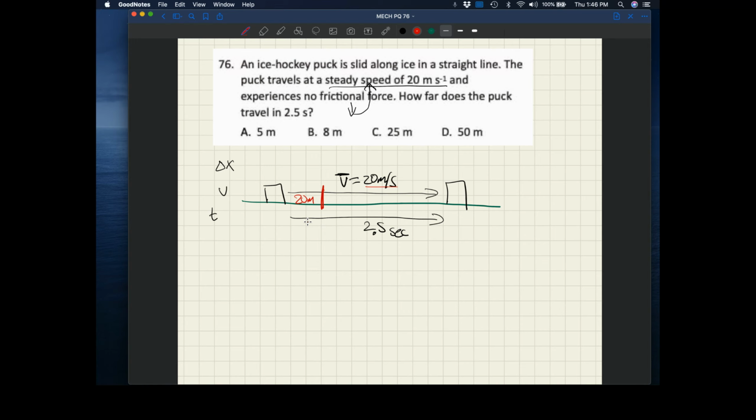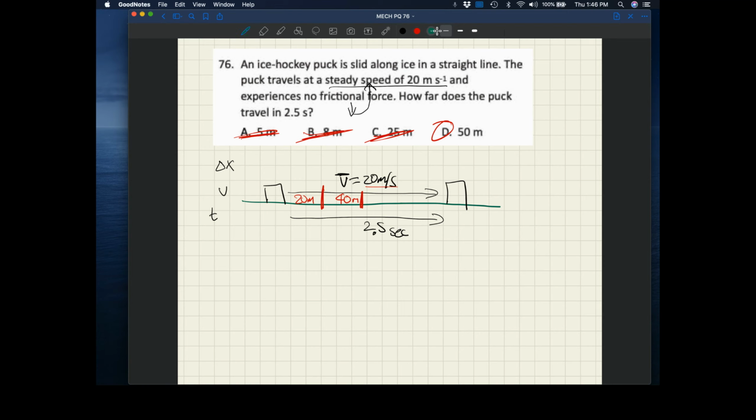So if it's going to go for 2.5 seconds, well, it's certainly going to be more than 5. And it's certainly more than 8. It's going to go 20 meters in 1 second. And in 2 seconds, it would go 40 meters. So that's farther than 25. So right away, we see that the answer is 50 meters. We could be that simple with it.